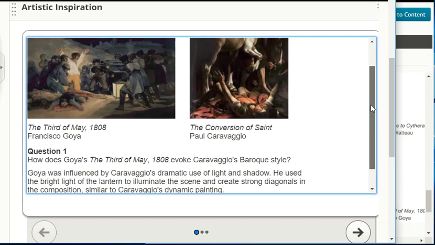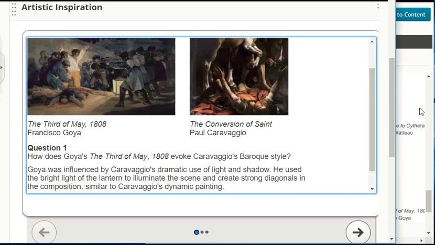Goya was influenced by Caravaggio's dramatic use of light and shadow. He used the bright light of the lantern to illuminate the scene and create strong diagonals in the composition, similar to Caravaggio's dynamic painting.